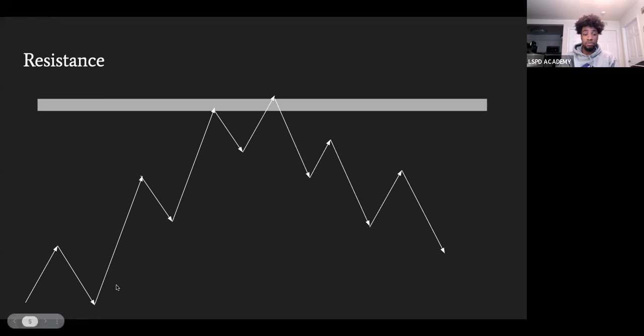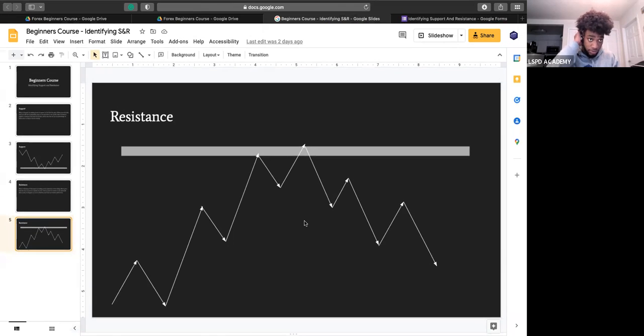So we see price moving up, higher high, higher low, higher high. Boom, meets this level of resistance. Boom, lower low, lower high, lower low, and rolls over to the downside. So let's just take a look at the charts.